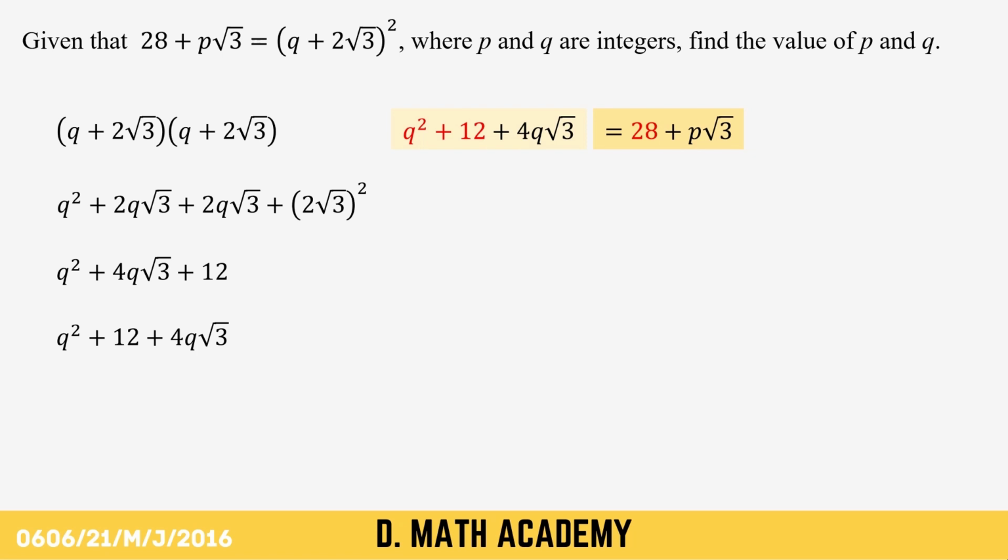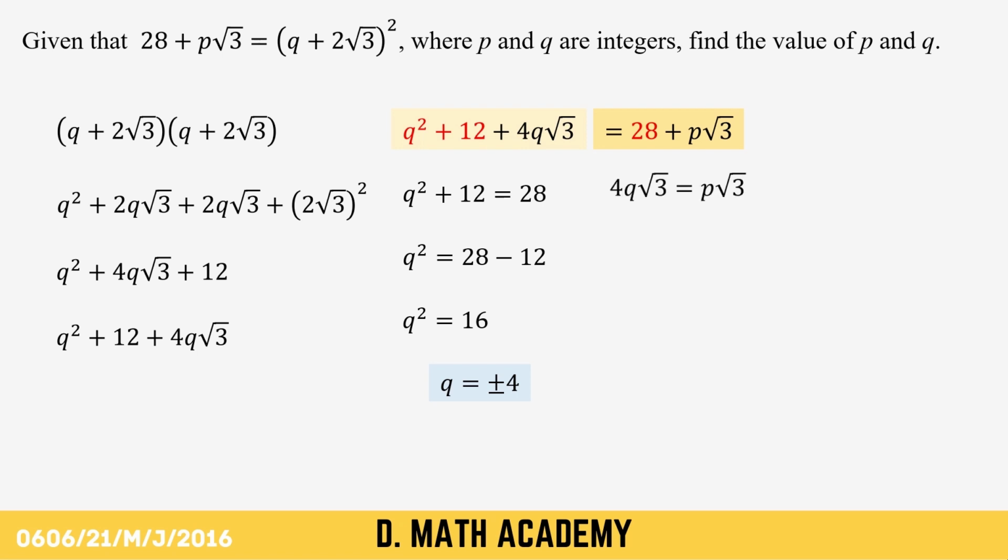So I try to identify my q value first through this equation. q squared plus 12 equals 28. Then I get q squared as 16, so my q is actually plus or minus 4. I then move on and substitute 4 and negative 4 to identify p. So 4q equals p here, because the square root 3 on both sides cancels off each other. Then I will get p's result as plus or minus 16.